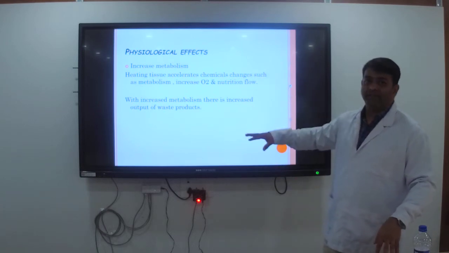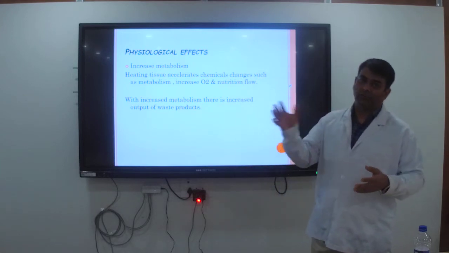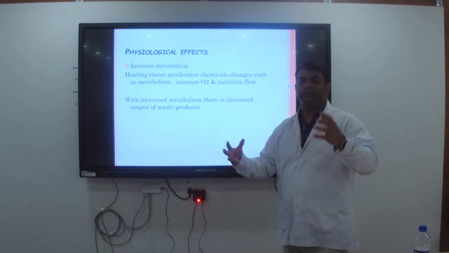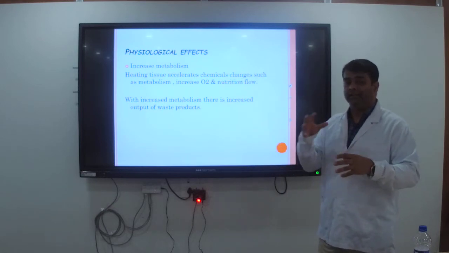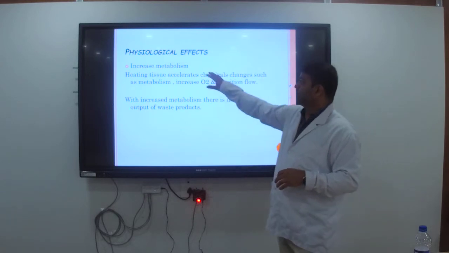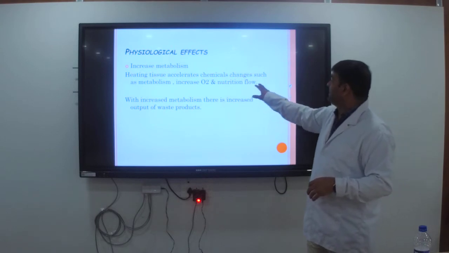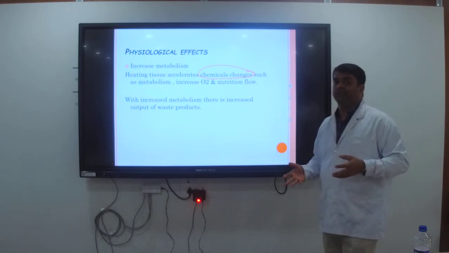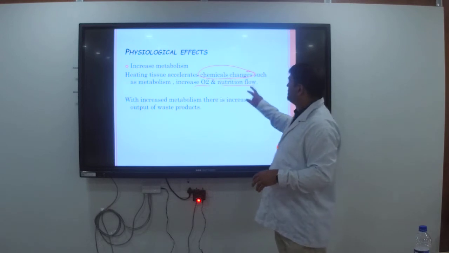So what happens? It increases the metabolism. What is metabolism? When heat is increased, blood flow increases, removes the exudate, relaxes the muscle. So these are the internal changes going on in the body when the heat goes deep into the muscle and tissues. So it increases metabolism, heals tissue, as well as brings chemical changes. Now what are these chemical changes? They cause an increase of O2 and nutrition flow.